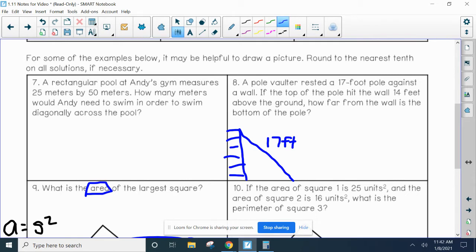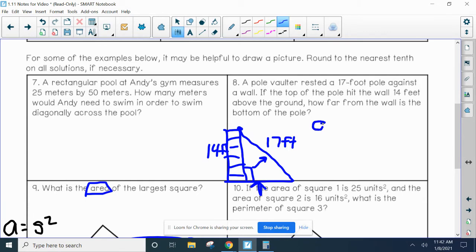If the top of the pole hit the wall at 14 feet, so the top of this pole here, that tells me that this part of the wall is 14 feet. How far from the wall is the bottom of the pole? So what we are looking for is one of our legs. We're missing this leg. And again, you might not know it, but once you draw it out, I can see that the floor and the wall are going to be our right angle. So we know that our pole is our hypotenuse.